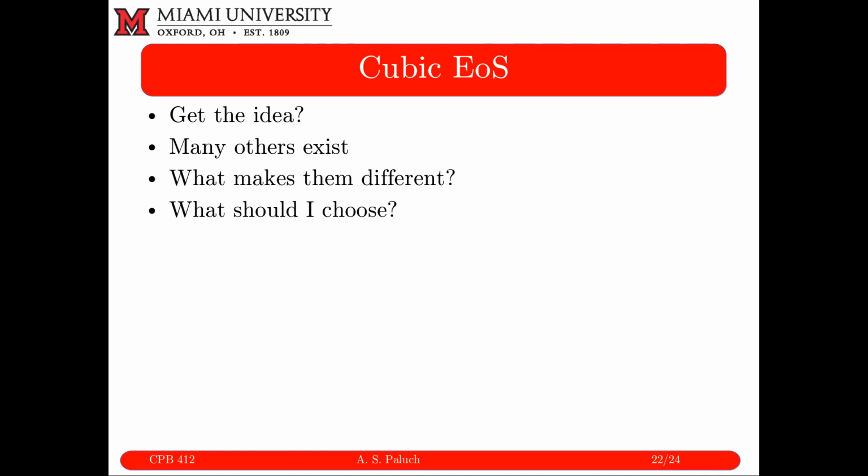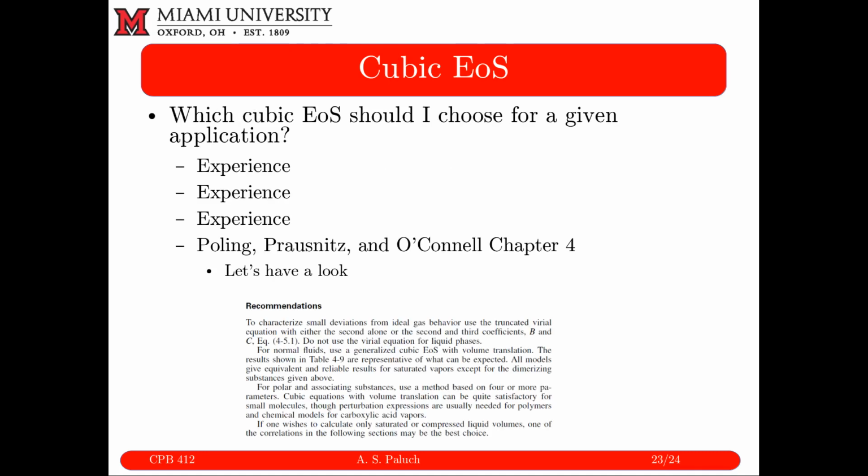So that's cubic equations of state. You get the idea. Many others exist. Even modifications of van der Waals, SRK, and Peng-Robinson exist, such as volume-translated equations of state, which are generally recommended. But again, how do I choose? Experience, or I would advise you to have a look at Prausnitz and O'Connell, Chapter 4, where they've taken all these equations of state, evaluated them for a wide range of systems, and made recommendations. So that wraps up cubic equations of state.